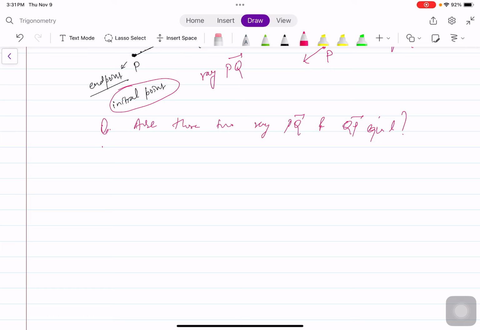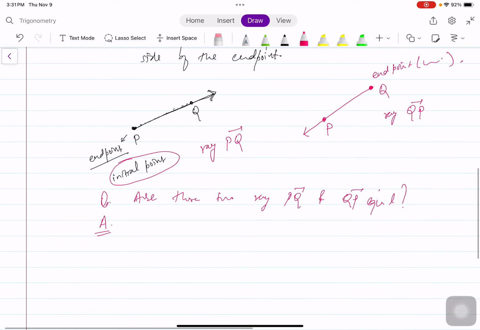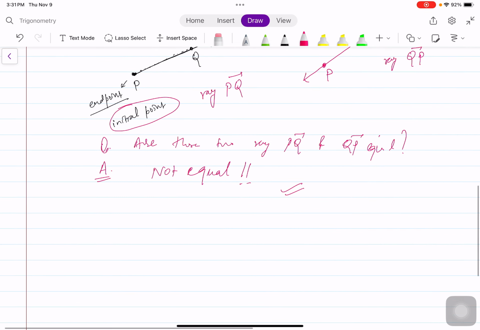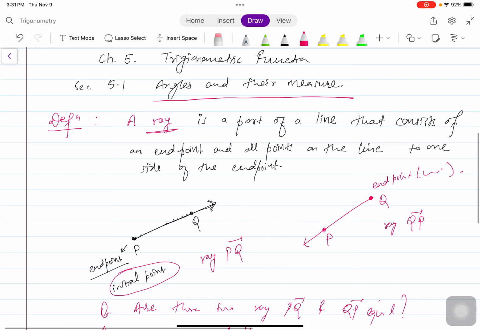If you have paused the video and answered the question, now let's try to match the answer with the actual answer. So these two rays are not equal. Why is that? Because the starting point or the initial point for both of the rays and the other points are in different directions, and the initial point is different, hence they are not equal. So this is the definition of a ray.